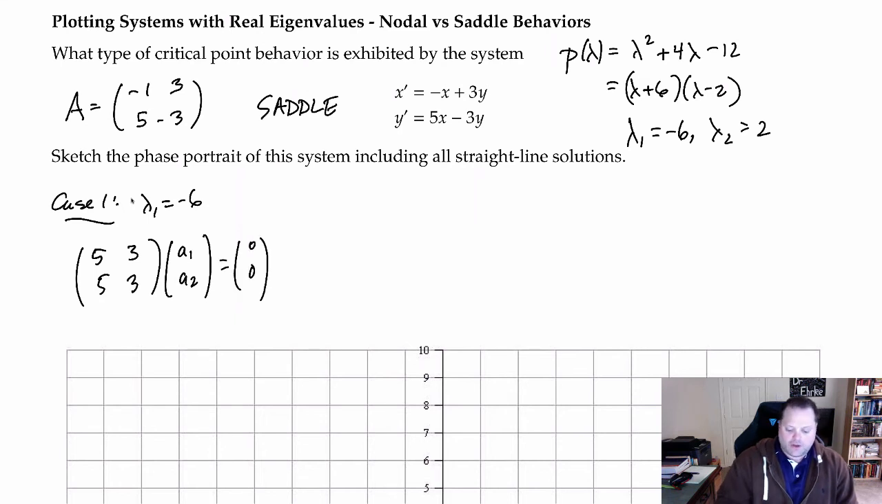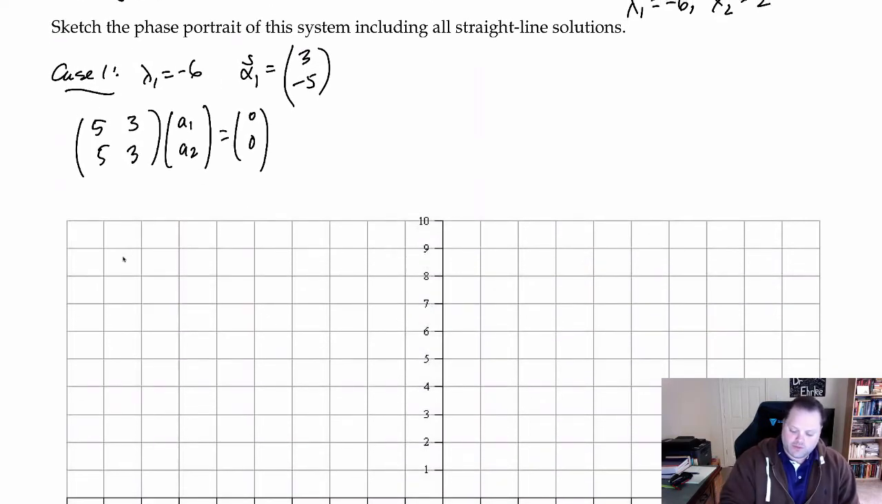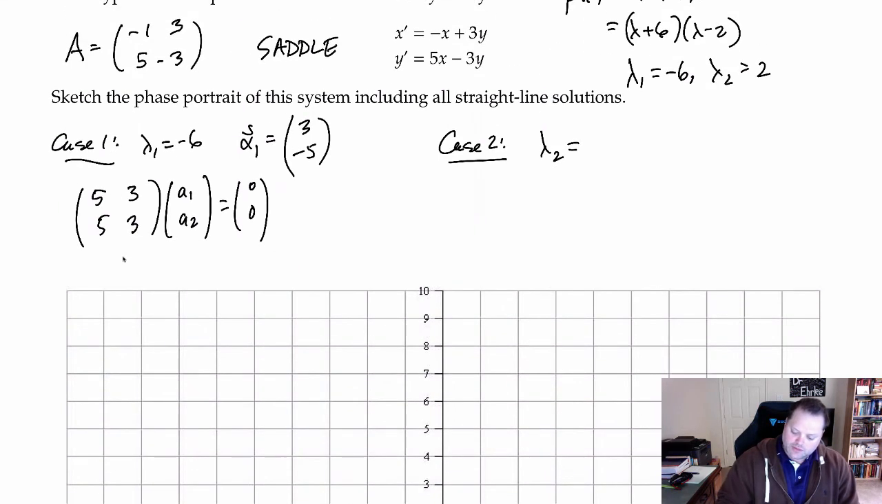All right, so I'm going to choose some whole numbers here if I can. My eigenvector, if I take 3 times the first column and -5 times the second column, that will work out just fine. I want whole numbers so it's easy to plot on the grid below.